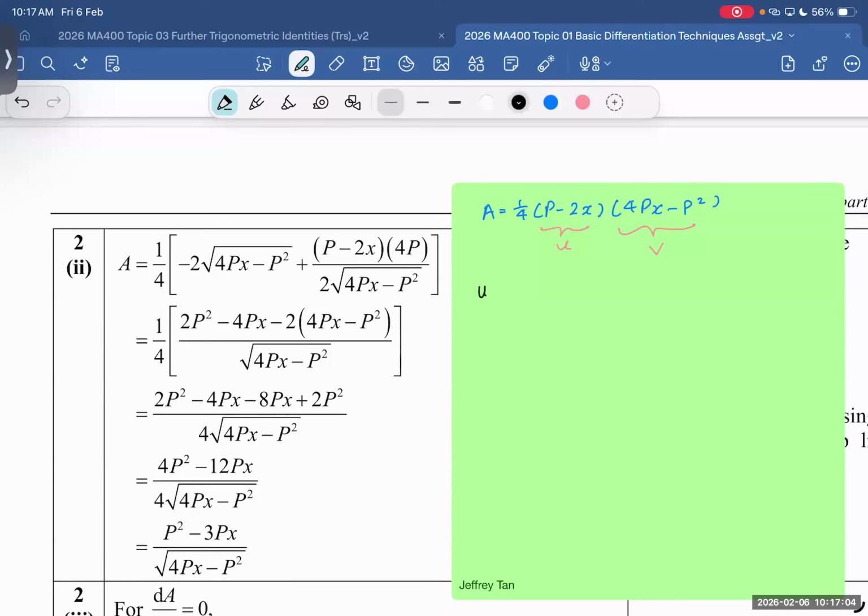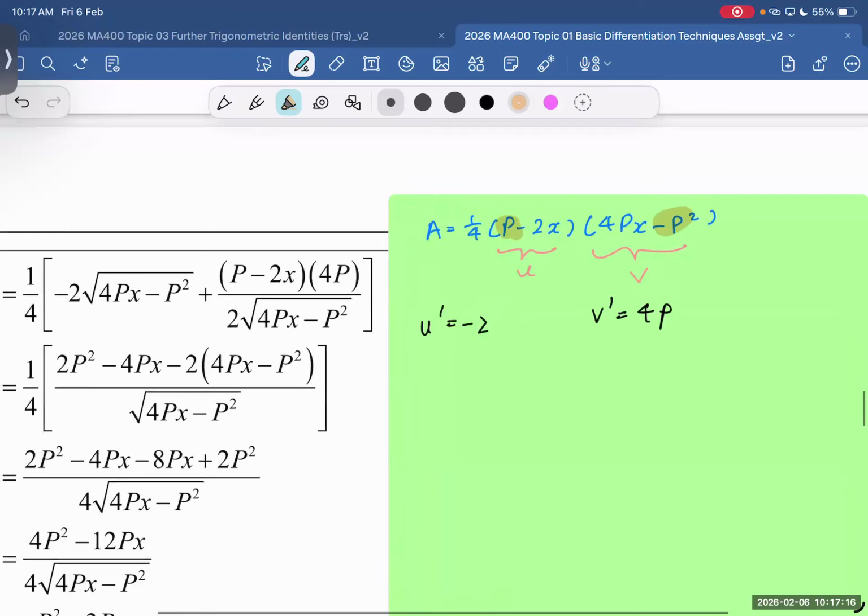So what is U prime? U prime will just be negative. What is V prime? V prime will just be 4p. Whenever I differentiate the constants, I will just get 0. When I differentiate with respect to x, I only respect x. I see x, then I take action. No x, no action. Yes?